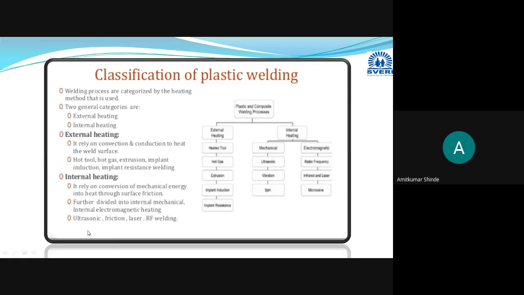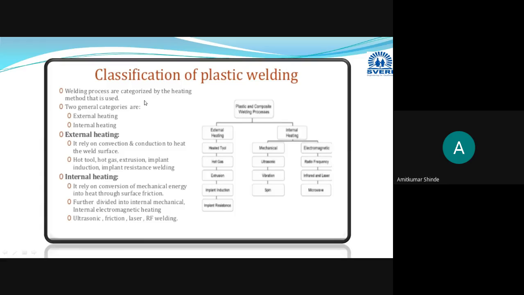Okay, whenever internal heating is there, with the help of mechanical energy, we are creating the heat. In external heating, heat is directly provided. In internal heating, some mechanical energy is there and it is converted into heat. Directly heat is not provided here. In case of friction welding and ultrasonic welding, we can say that direct heat is not provided.